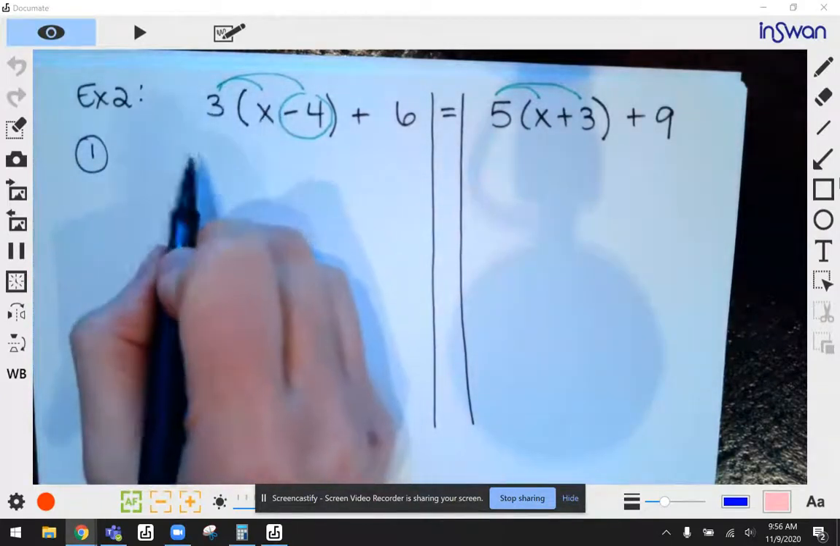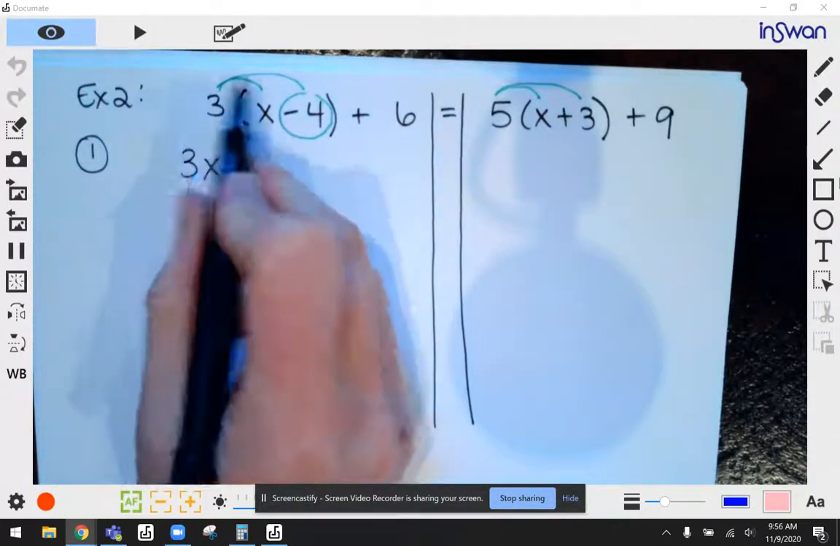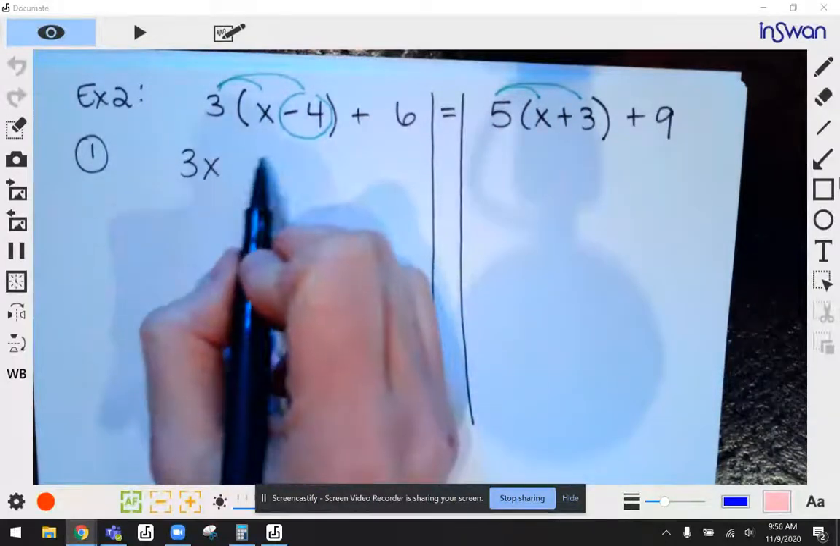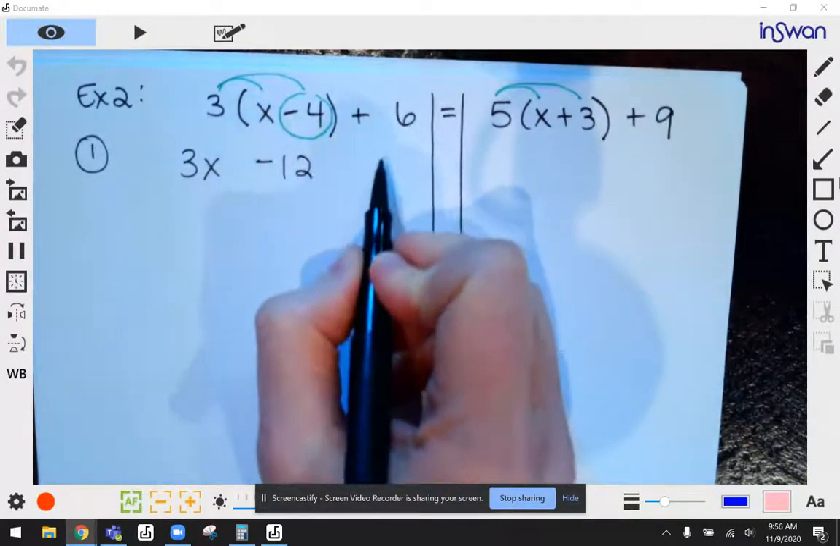3 times x is 3x. 3 times negative 4 is negative 12. I'm going to bring down the plus 6.